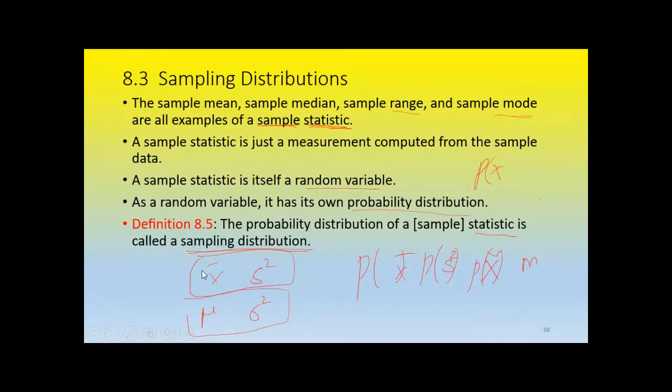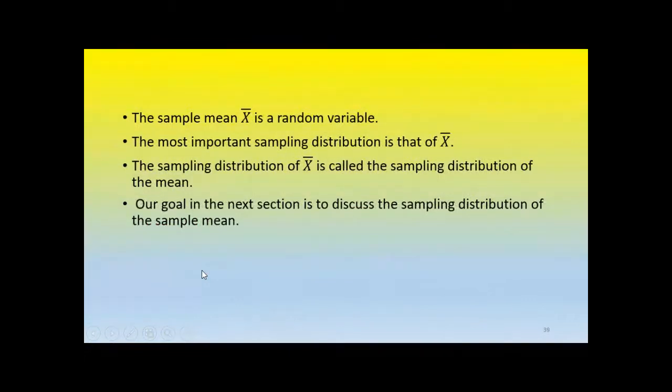Go ahead. The sample mean is a random variable. The most important sampling distribution is that of x bar. Most often we will use the probability distribution of the mean. The sampling distribution of x bar is called the sampling distribution of the mean. Our goal in the next section is to discuss the sampling distribution of the sample mean, probability of x bar.